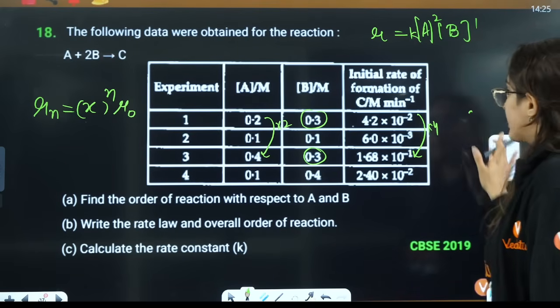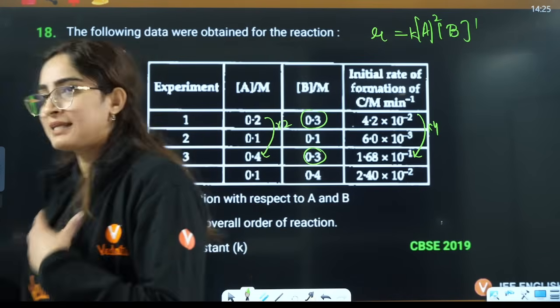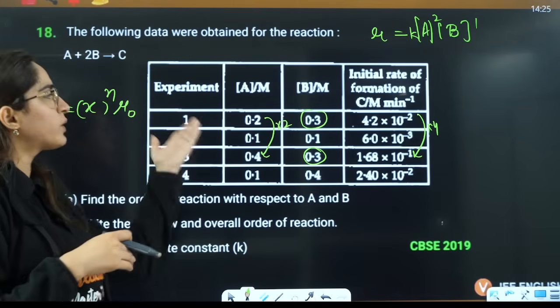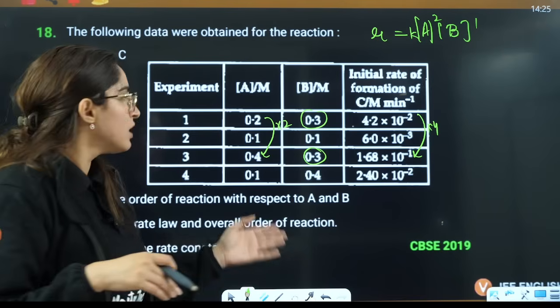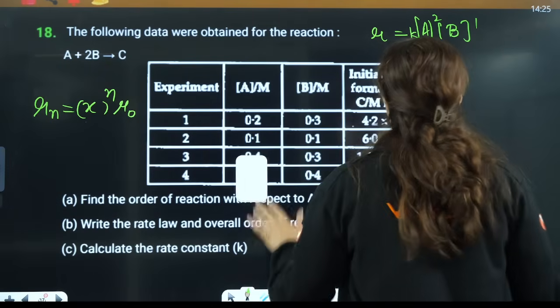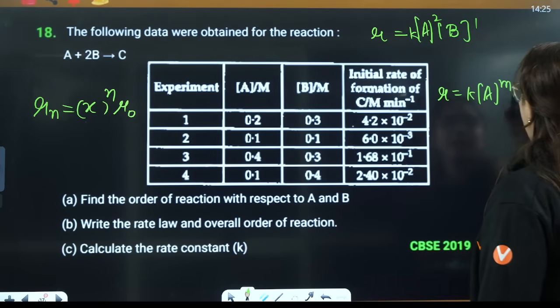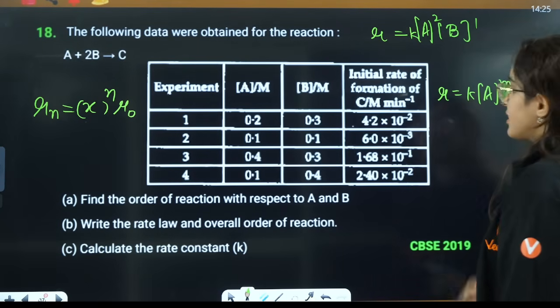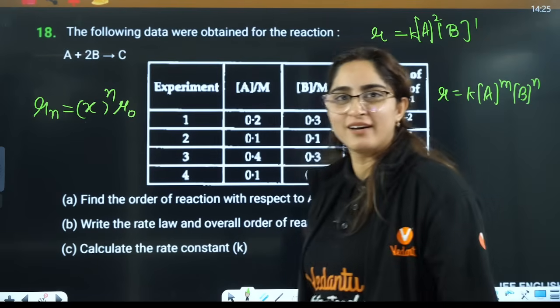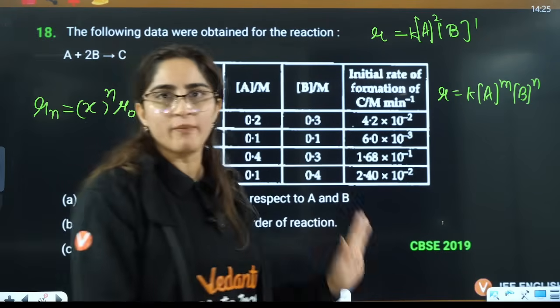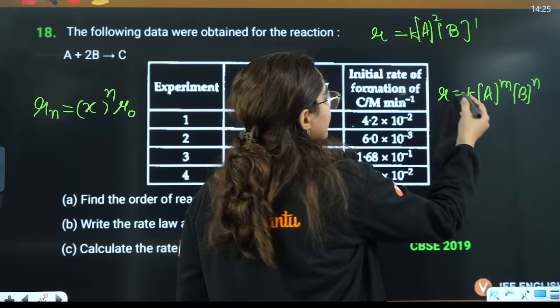Okay, that's how you can calculate this in the exam. You can also do it the other way, with all the calculations. You can do this calculation like this also: R is equal to k, A raised to power m, B raised to power n. I'll give you a solid trick. Use this trick to answer. You know the answer, now do the formality.